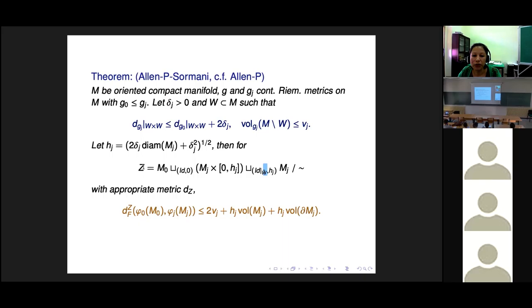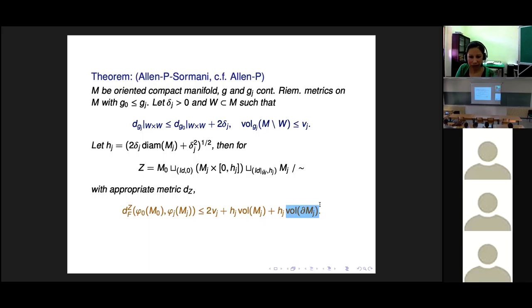We just identify the points that are contained in this W, which has big volume. And then we have to put some metric in this space that we just created. With the appropriate metric, we can prove that the flat distance of M0 and MJ in this space is bounded in this way. I told you we would like this BJ to go to zero, and we also want this AJ to go to zero. So this part goes to zero. Also this part goes to zero because we will have volumes converging. And if we have boundary, the areas are also bounded. So in the limit we will get intrinsic flat convergence.